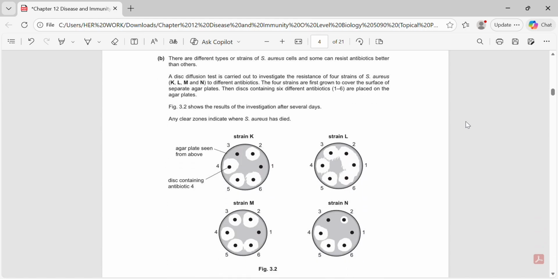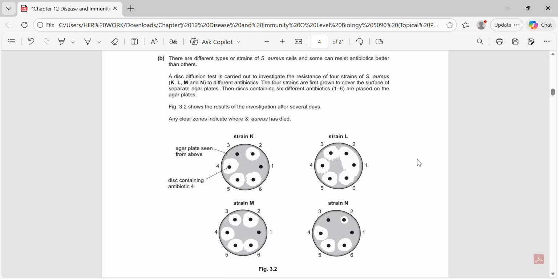Now let's move on to the next question, Part B. The question says, there are different types or strains of S. aureus cells and some can resist antibiotics better than others. A disc diffusion test is carried out to investigate the resistance of 4 strains of S. aureus K, L, M and N to different antibiotics. The 4 strains are first grown to cover the surface of separate agar plates. Then discs containing 6 different antibiotics 1, 2, 3, 4, 5 and 6 are placed on the agar plates.